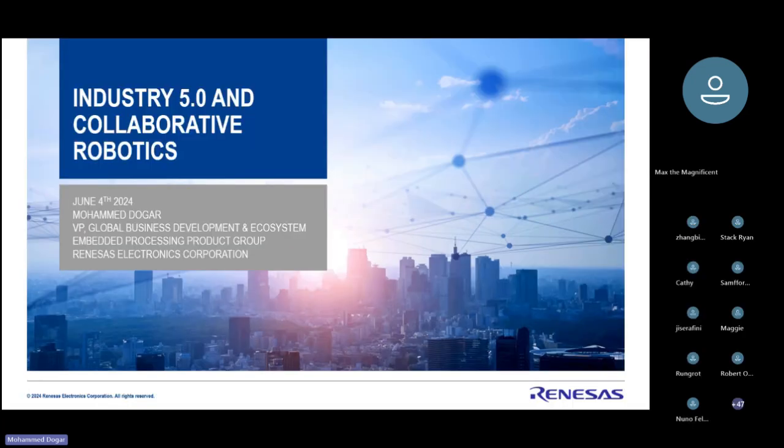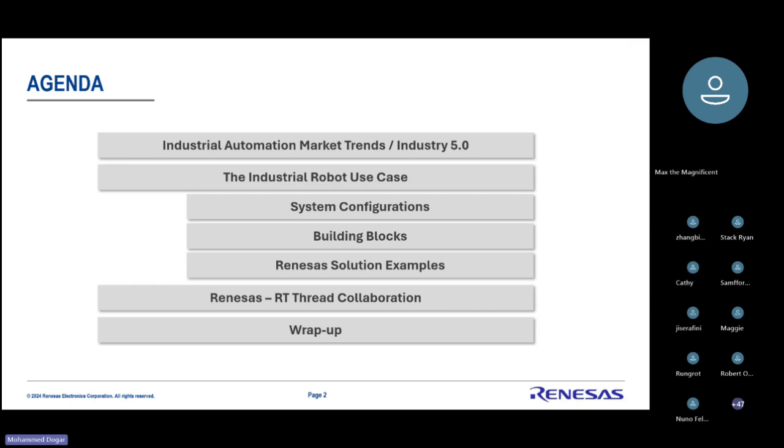Okay, so once again, thank you very much for joining the session. I'm really excited today to talk about Industry 5.0, and I will talk about what that is, and more importantly, what's happening in the world of robotics, and I'll touch specifically on collaborative robots, and how it's going to help the industries and automation at large. My name is Mohammed Dogar. I head up the Global Business Development and our AI Center of Excellence here at Renesas, and really pleased to be giving this talk today. So let's make a start.